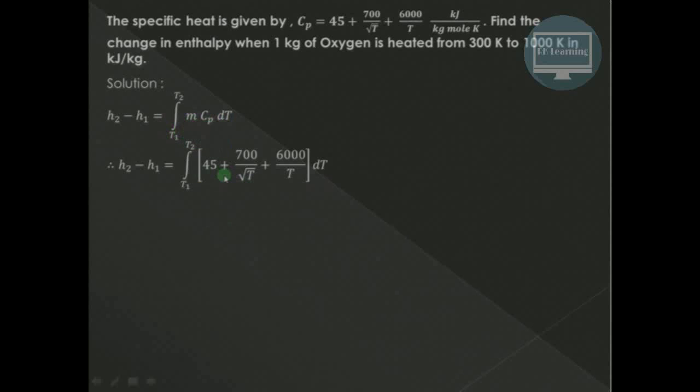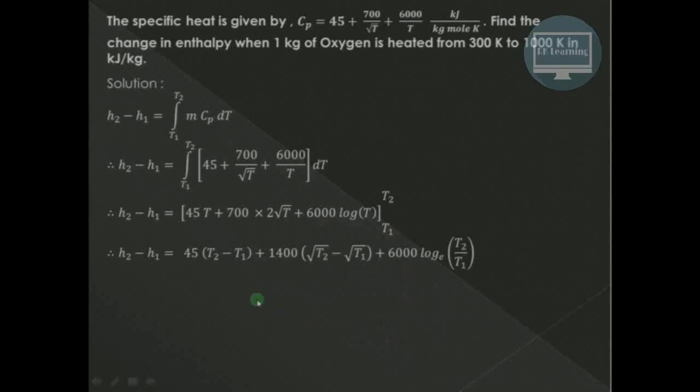Mass is 1 kg, value of Cp we have written over here. Now let us integrate with respect to T. So integration of 45 into dT, that is nothing but 45 into T. 700 as it is, and integration of 1 upon root T is 2 root T. This 6000 as it is, integration of 1 upon T is log T, and the limits are from T1 to T2. Substitute the limits now.